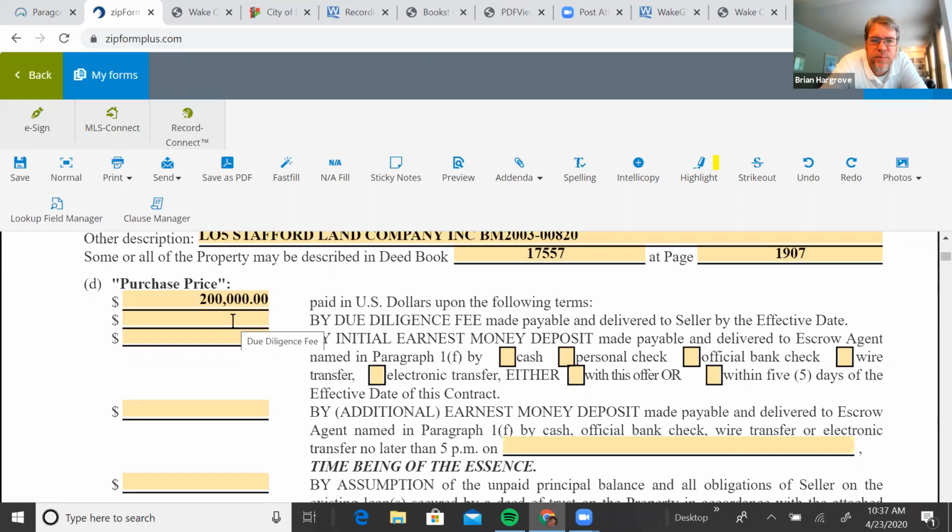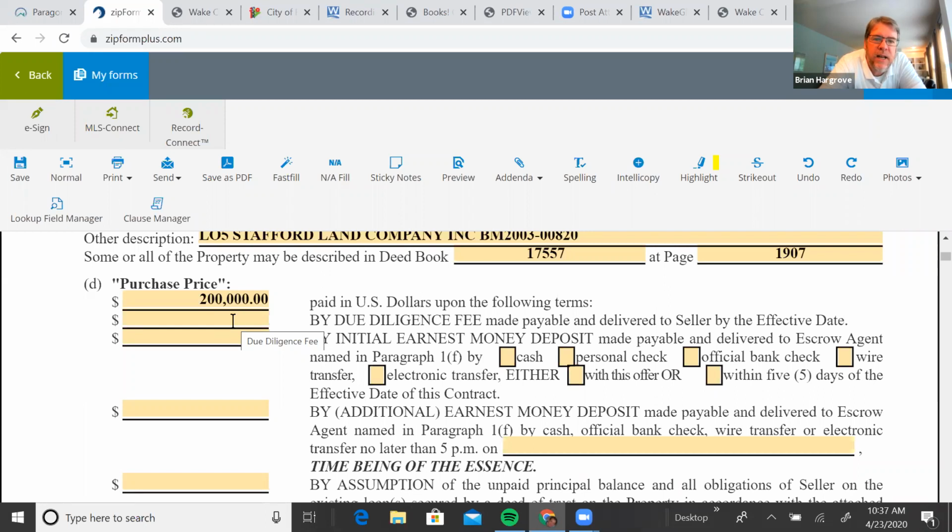Because the reality of it, let's say you just put 250 in there, and there's really no reason behind it. You just put 250 to see if we can get away with 250. There's a very good likelihood that the listing agent is going to say, hey, let's go back and just tell them that we want 1,000 for due diligence, or 750, or even 500, right?